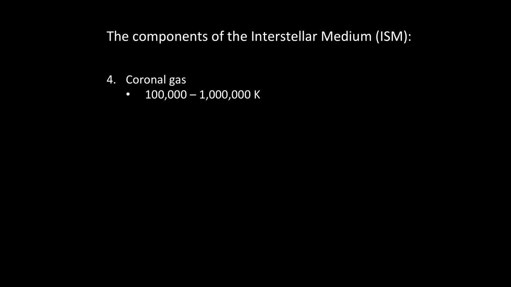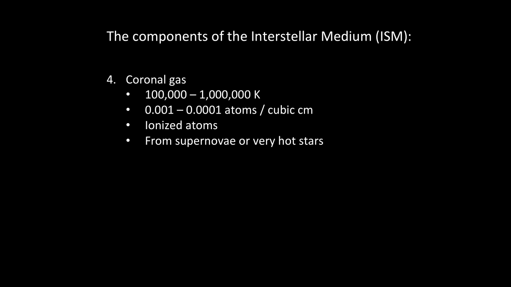The fourth component is coronal gas. This component is very hot, 100,000 to 1,000,000 degrees Kelvin, and very, very diffuse, about 10 to the minus 3 to 10 to the minus 4 atoms per cubic centimeter. So in a liter of space, you would find about an atom. This consists of ionized hydrogen chiefly, which comes from supernovae or other very hot stars, and it's hot enough that it emits X-rays. The name is confusing, as is often the case in astronomy. It has nothing to do with the sun's corona, although the gas from the sun's corona is similar.